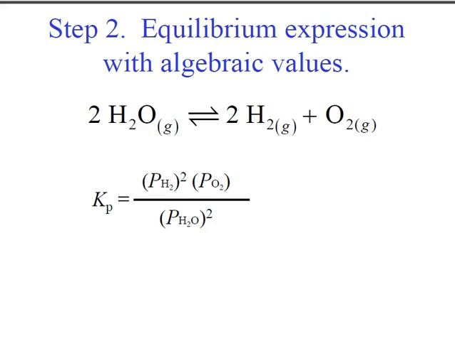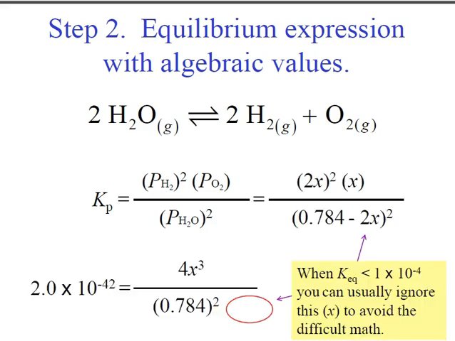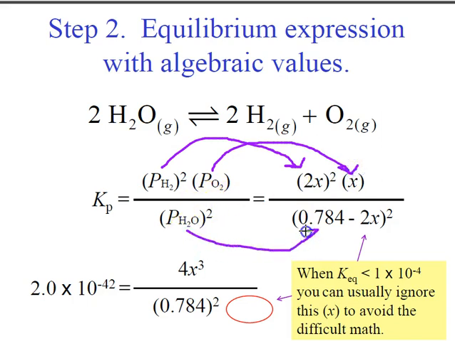Whenever you do an equilibrium expression using K, you have to use your values from your E line, your equilibrium line. So for the H2, we had 2x, so we plug that in for the H2. And it's still squared because that coefficient becomes an exponent. For the oxygen, we just had x. And then for the water, we had 0.784 minus 2x, and then that was squared.